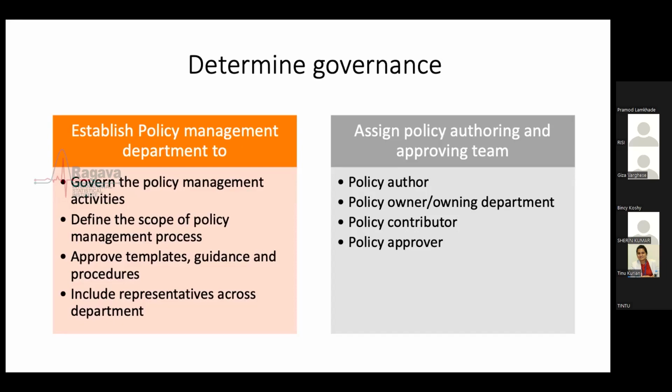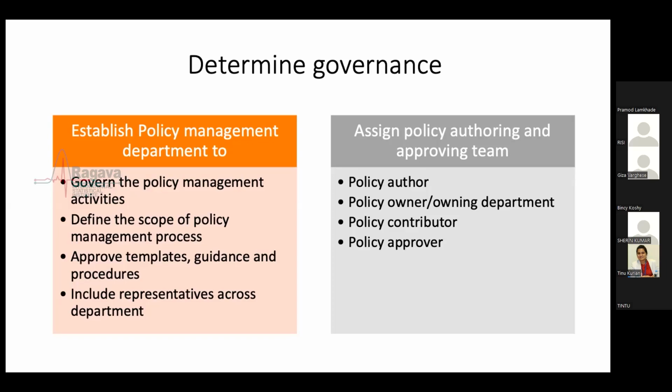So the first point is about determining the governance for the policy management system. We have to establish a policy management department or a committee to govern the policy management activities, and define the scope of this process, what inclusions and exclusions come under the scope of this particular department or committee. There should be templates, guidance documents, procedures, etc. to be developed and approved by this entity. Then you should include representatives from different departments to be part of this committee or department. Then you have to assign roles to the policy development, review, and approval team members.